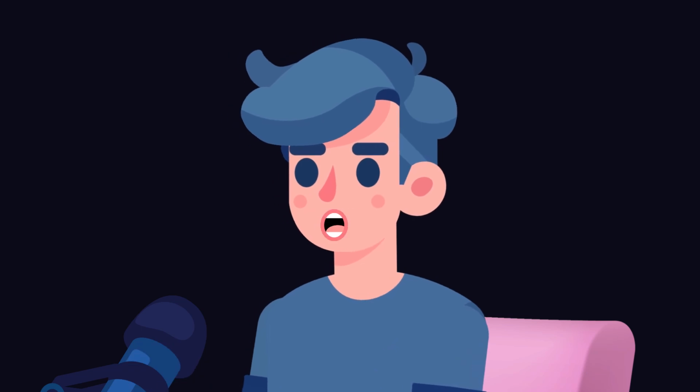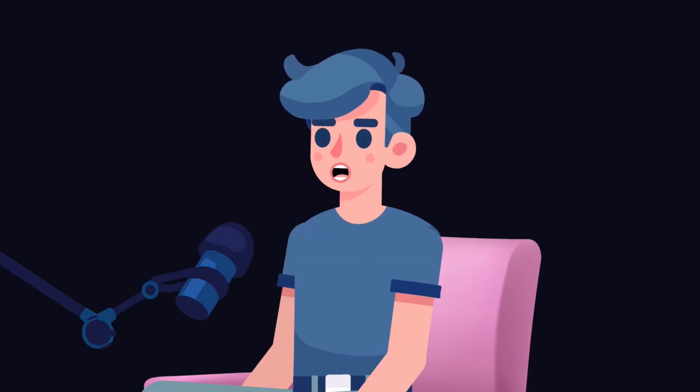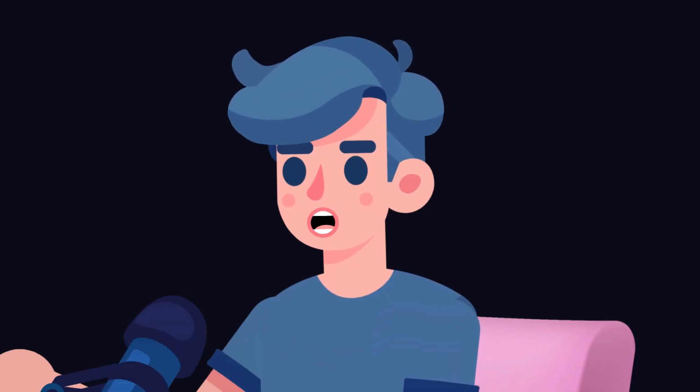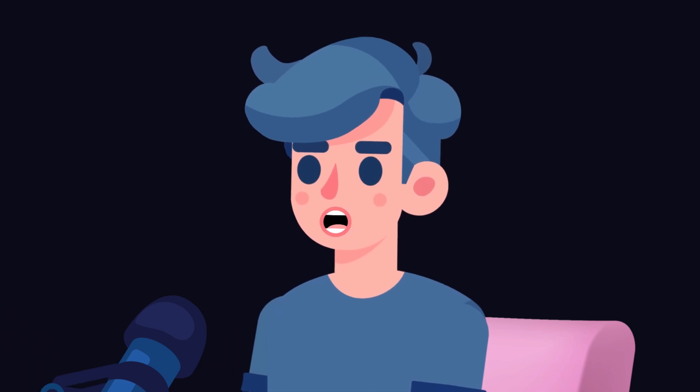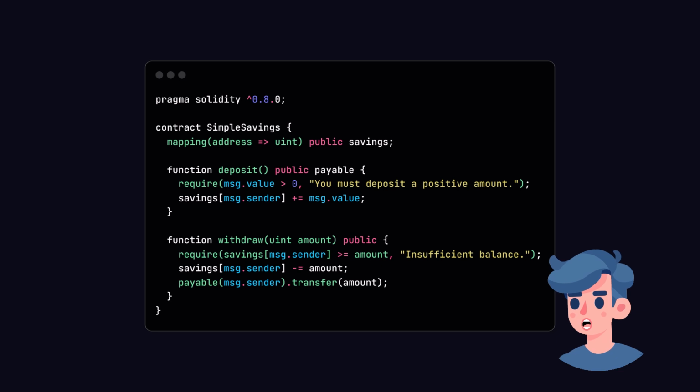Now, let's discuss the foundational element of DeFi, smart contracts. Smart contracts are self-executing contracts with the terms of the agreement directly written into code. They run on blockchain networks like Ethereum, which is the most widely used blockchain for DeFi applications. To understand how smart contracts work, let's write a simple example in Solidity, the programming language for Ethereum smart contracts.